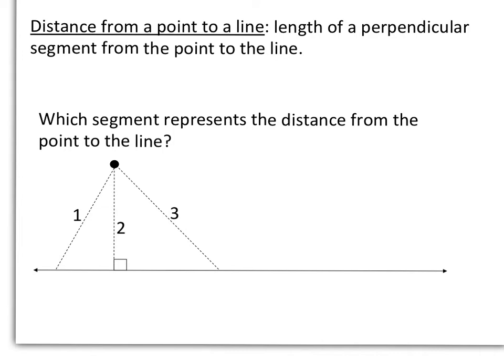Distance from a point to a line is the length of a perpendicular segment from the point to the line. So the key word there is perpendicular segment. So in the example below, which segment represents the distance from the point to the line? Well, we're looking for the line that is perpendicular. And remember, perpendicular means that the lines intersect and form a right angle. So the only answer here would be line 2.